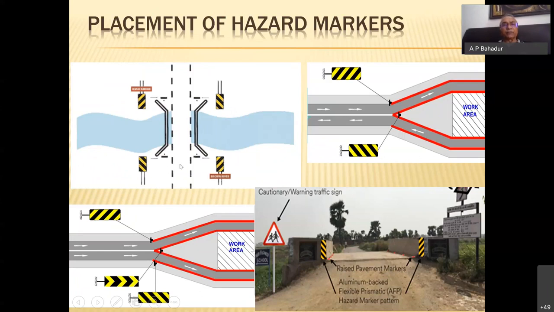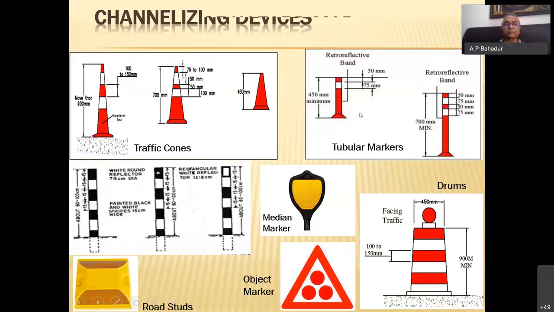Similarly, here also, it's a two-way traffic. If it's a work area and you have to provide a marker, then in the center you provide something like this, as you can see here in the pictorial depiction. This is if the traffic is moving on both sides, and this is if the traffic is moving in opposite directions. The other channelizing devices are traffic cones, tubular markers, delineators, median markers, plastic drums, object markers, road studs.